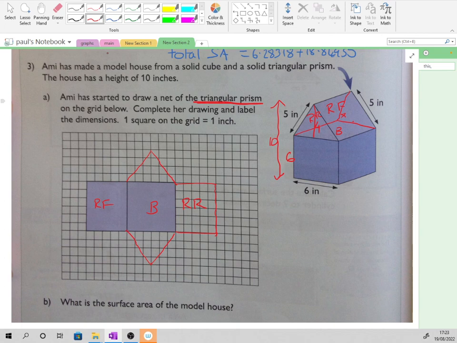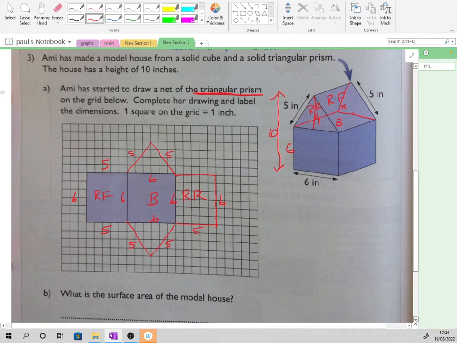Complete the label the dimensions. So 5, 6, 5. This is 5, isn't it? Yeah, 5, 5, 5. Just counting squares, isn't it? Really, 5, 5. Yeah, and what's this one? This is 6, and this is 6, and this is 6, and this is 6. I don't know how many dimensions they want us to do.